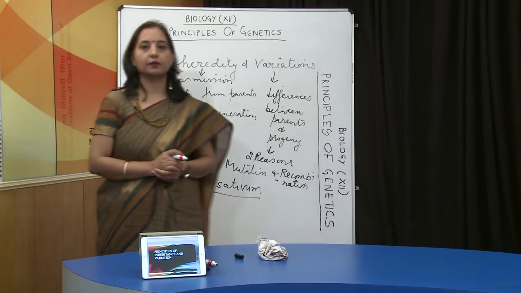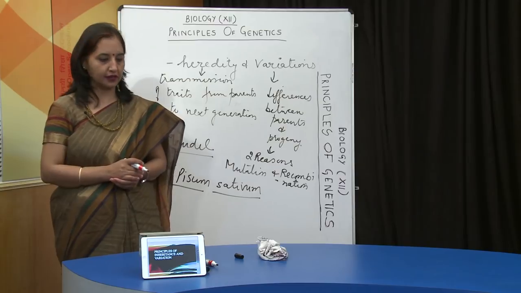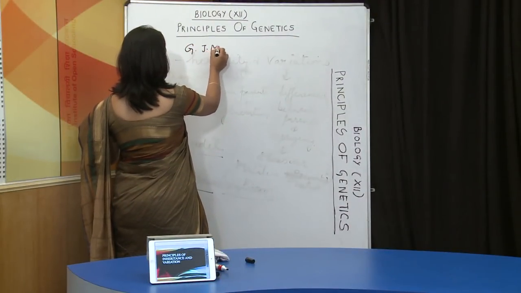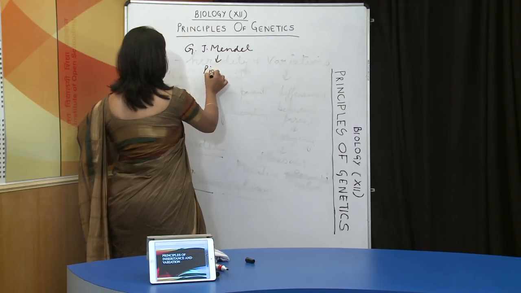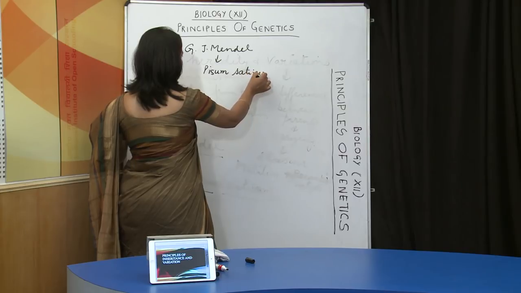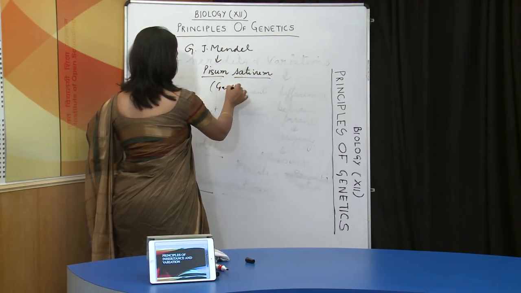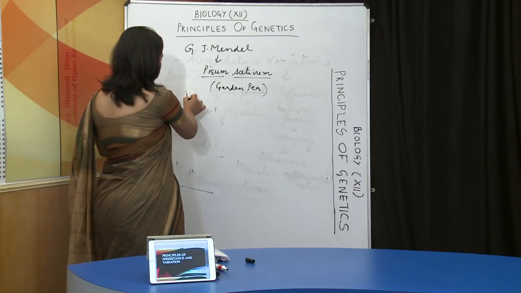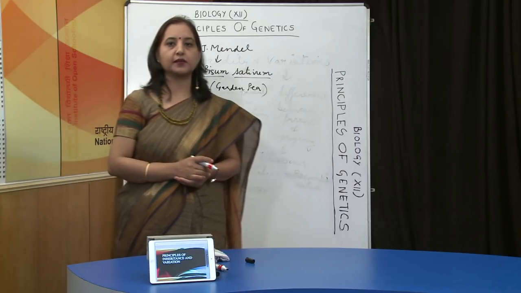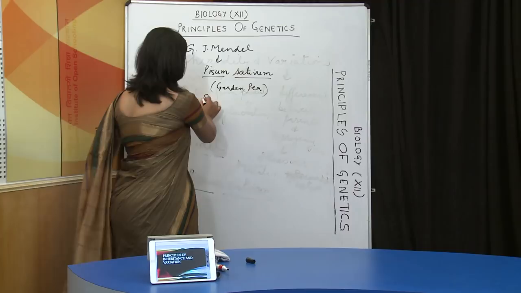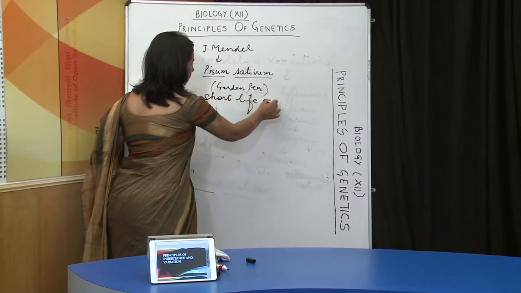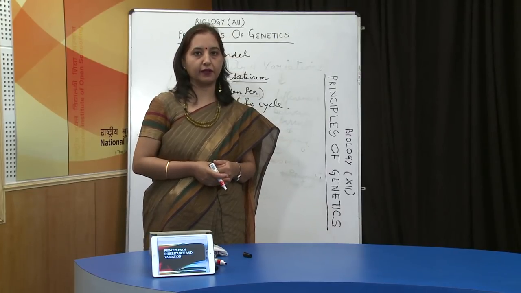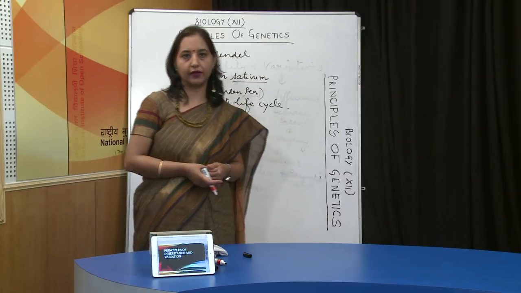Now, why did Mendel choose Pisum sativum or garden pea for his experiments? What's the reason behind it? There are reasons for choosing garden pea for his experiments. The first reason was the pea, or the Pisum sativum, has got a very short life cycle. Since for the study of inheritance, one has to study many generations, the experimental plant has to have a very short life cycle.